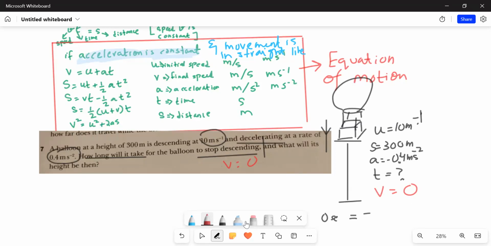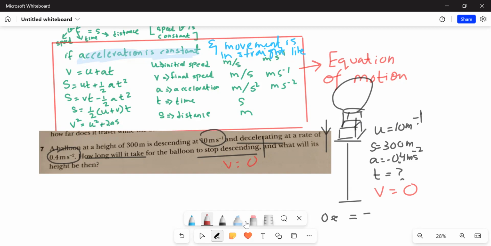Okay. And what else would work? The last one will work as well, because it has v in it, has u in it, has a and s in it. But no, we need to find the value of time. So, yeah. Okay, hold on.